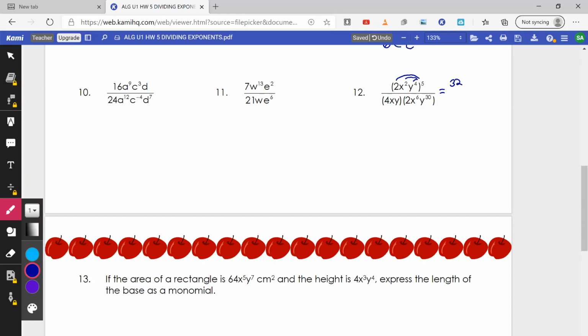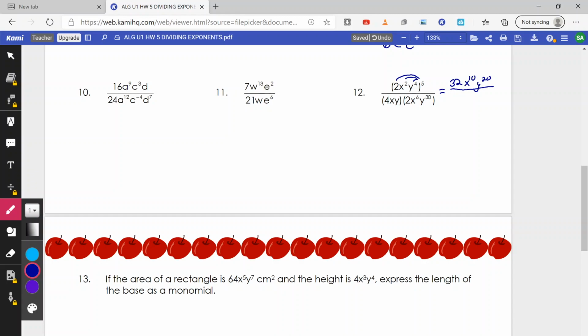2 times 2 gives me 4, times 2 gives me 8, times 2 gives me 16, times 2 one last time gives me 32. x squared raised to the 5th power, I multiply the exponents, raising a power to a power. 2 times 5 gives me x to the 10. And I do the same thing with y to the 4th. Power to a power, I multiply 4 times 5, gives me y to the 20.